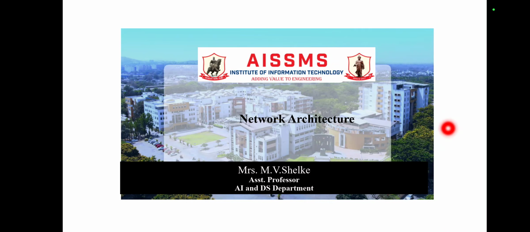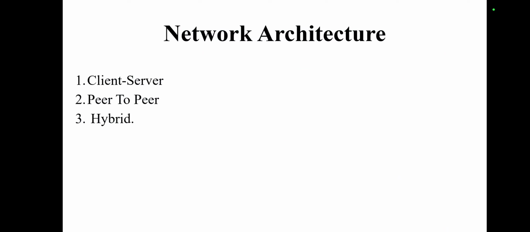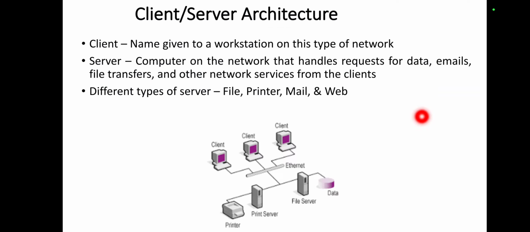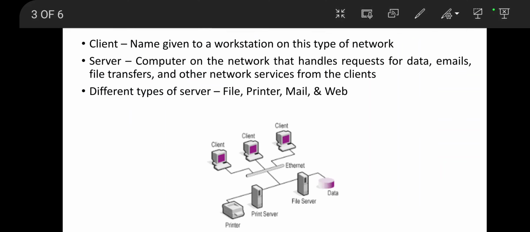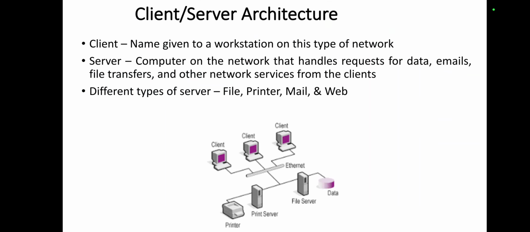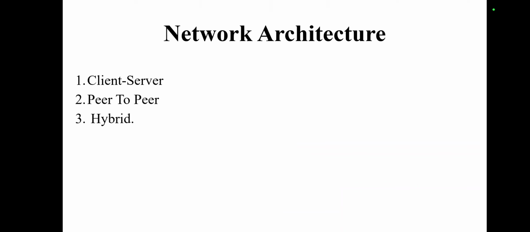Today I am going to explain the topic network architecture, which is from the subject computer network. Network architecture is defined as the physical and logical design of the software, network protocols, and media of transmission of data. Network architecture is divided into three types: first is client-server architecture, then peer-to-peer architecture, and hybrid architecture.